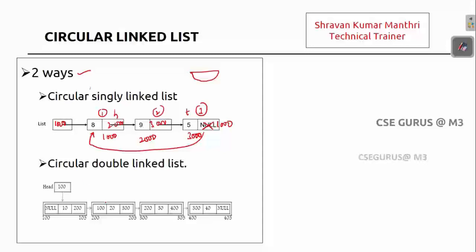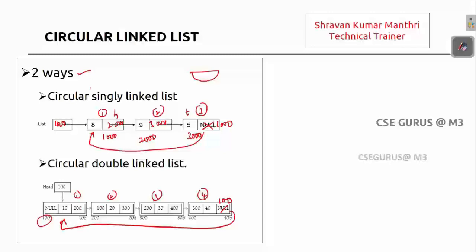Of course, you can represent it as a circular double linked list also. There is a first node, second node, third node, fourth node. Here also, the same thing: connect the last node to the first node. How technically can you make it? The next node of the last node has to go with the first node address. What is the first node address? 100. You can write this.